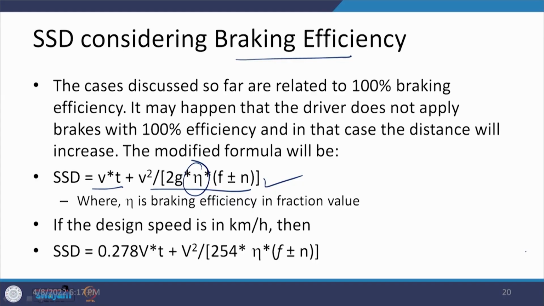What is the change coming here is the incorporation of this eta value, which is the braking efficiency, in friction. So, it becomes V into T plus V square divided by 2g into eta into f plus or minus n, if there is an effect of the gradient also. So, this becomes a composite equation. Now, depending on what effects are given or not given, we can change it accordingly. If we look at the design speed, the factor 254 will come, that is the only change which is going to be there, otherwise the things remain the same.